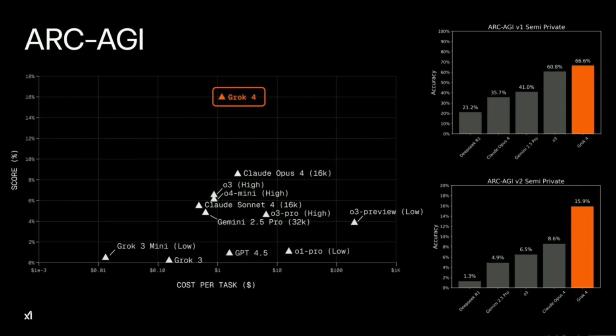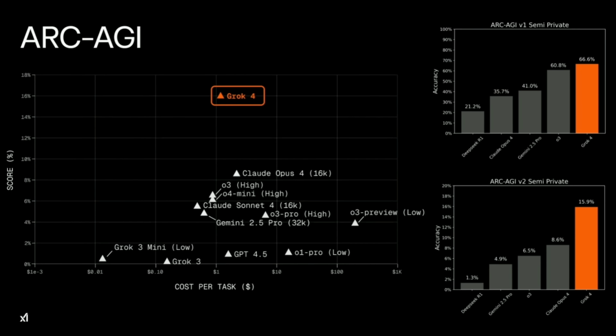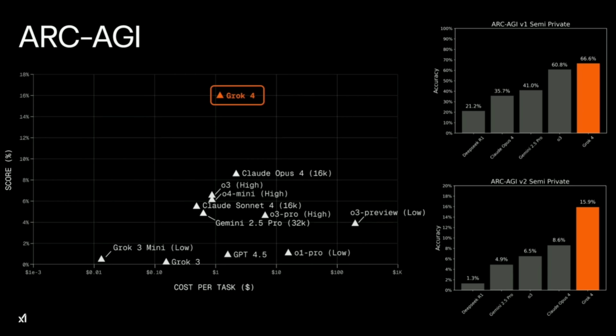Look at this. On the left, you have performance versus cost. All the other models, Claude, Gemini, GPT, are all clustered down here. And then you have Grok-4, all by itself, in a class of its own. Higher score for a ridiculously low cost.